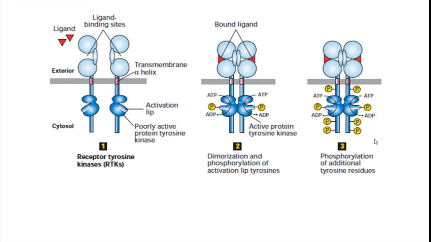of other tyrosine residues which are present on the same receptor molecule. So once this tyrosine residue is activated by the addition of a phosphate group on the activation loop, what will happen? The autophosphorylation of another residue will take place on the receptor protein tyrosine kinase. So we can say it gets activated.